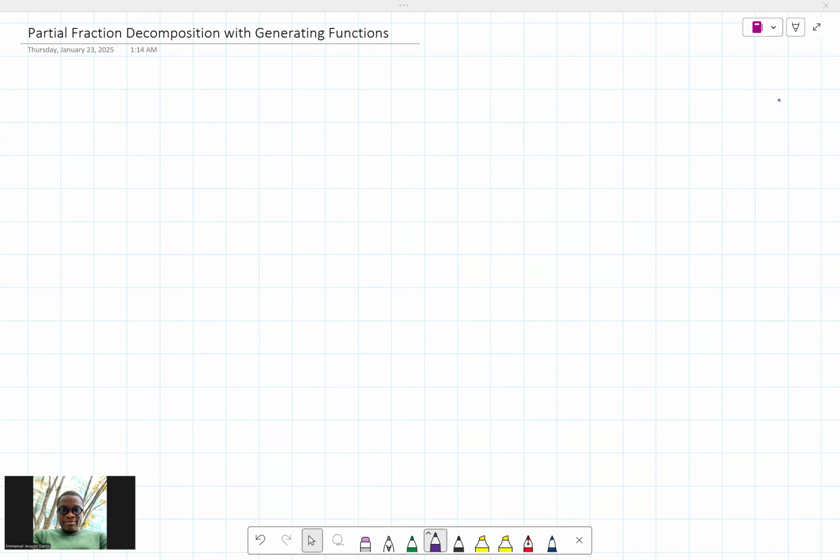In this video, still on generating functions, we are looking at partial fraction decomposition with generating functions. The idea is to learn how to simplify generating functions using partial fraction decomposition. And this will allow for easier expansion and identification of patterns. So the first question is, what is partial fraction decomposition?